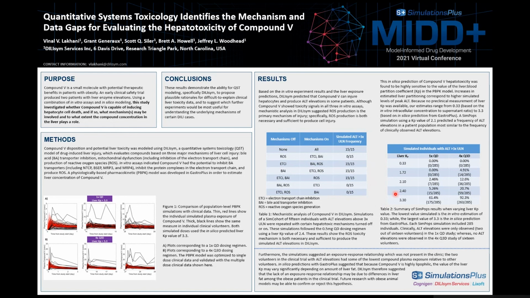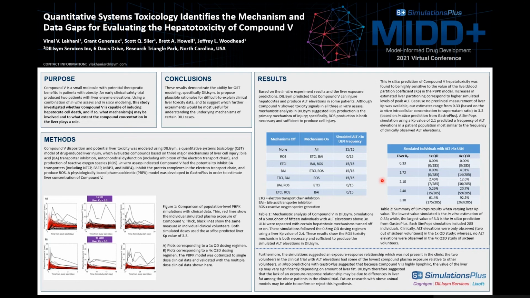And so we estimated a few more values. We took a few values in between those two extremes and found that the liver KP value of around 2.1 produces a simulated percentage of ALT elevations that was most similar to what was observed clinically. So in short, what we were able to do with DILIsym modeling here is, because they did not have an estimate for the liver KP value, we were able to estimate the value for them using DILIsym modeling, and to show that the value might be around 2.